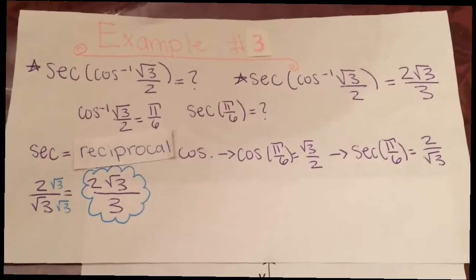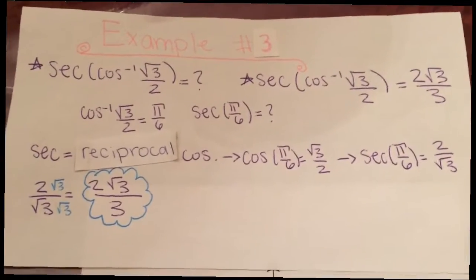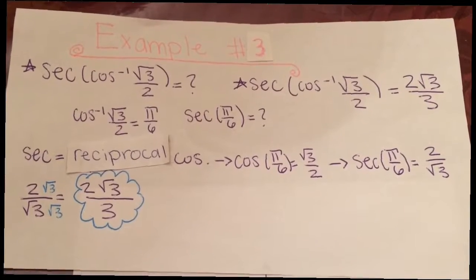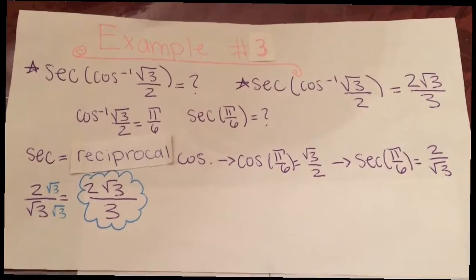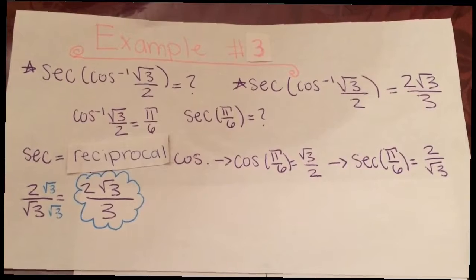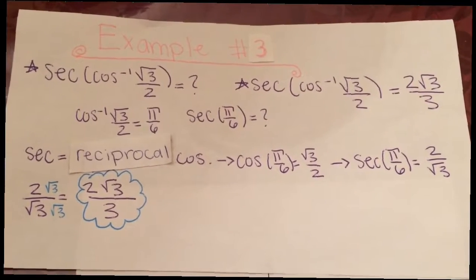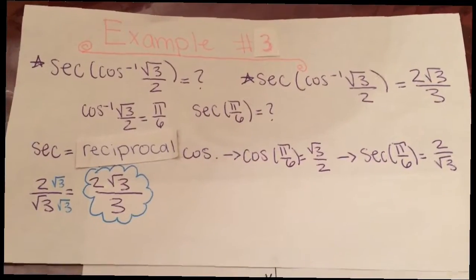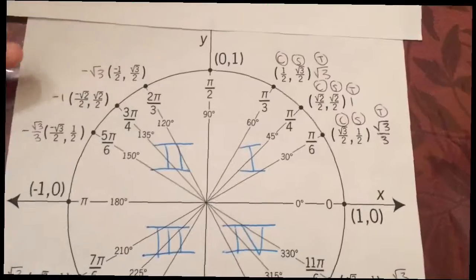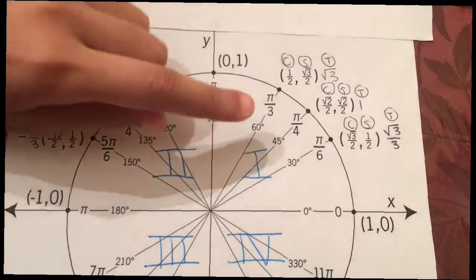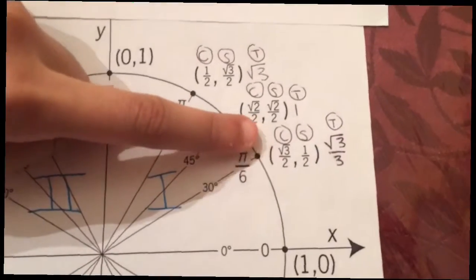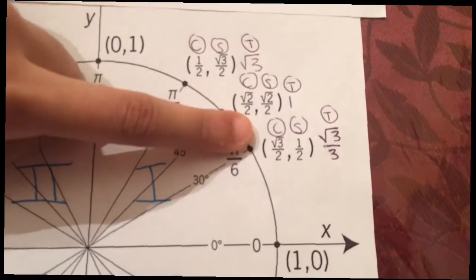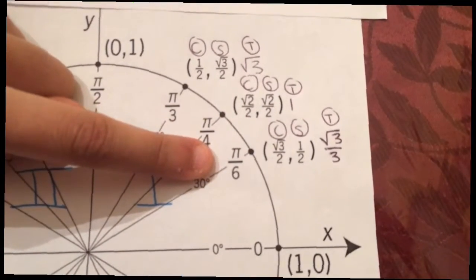Okay, moving on. In example number 3, we have the secant of the inverse of cosine of the square root of 3 over 2. You always do what's inside of the parentheses first. So first, you will need to find the inverse of cosine of the square root of 3 over 2. Looking at the x values in our unit circle, in the first and second quadrant, we see that the inverse of cosine of the square root of 3 over 2 is located at the angle measure of pi over 6.